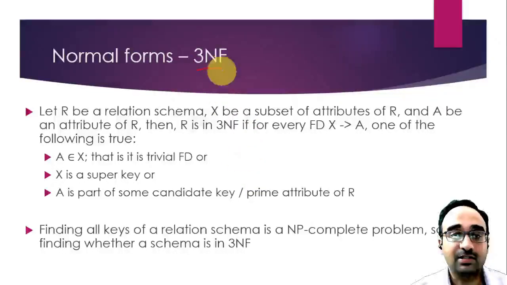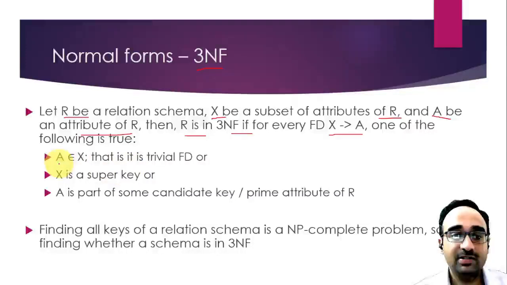Now let's consider third normal form. Let's see what is 3NF. Let me explain the textbook definition here, and later show you an example. Consider a relation R, where X is a subset of attributes in R and A is one attribute in R. Then the relation is in 3NF when, for every FD of the form X derives A, one of these 3 things is true.